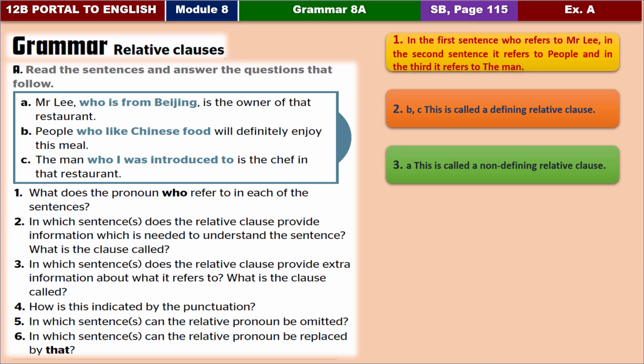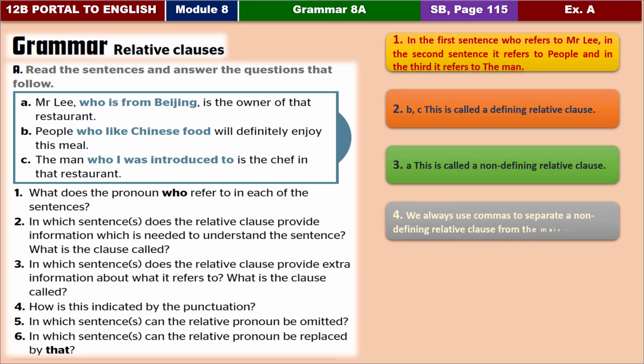What about question 4? How is this indicated by the punctuation? Of course, here means sentence A, which has a non-defining relative clause. Yes, to punctuate a sentence that contains a relative clause, we always use commas to separate a non-defining relative clause from the main clause. Okay?